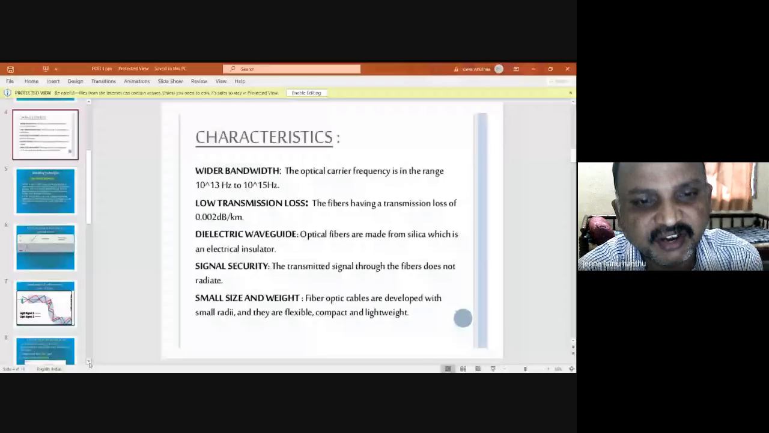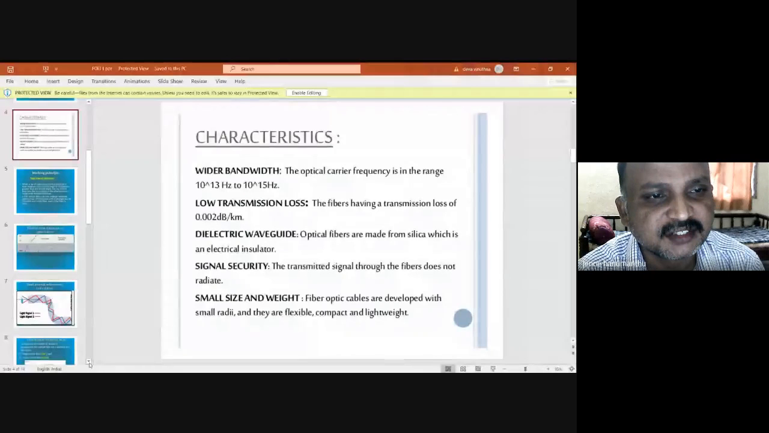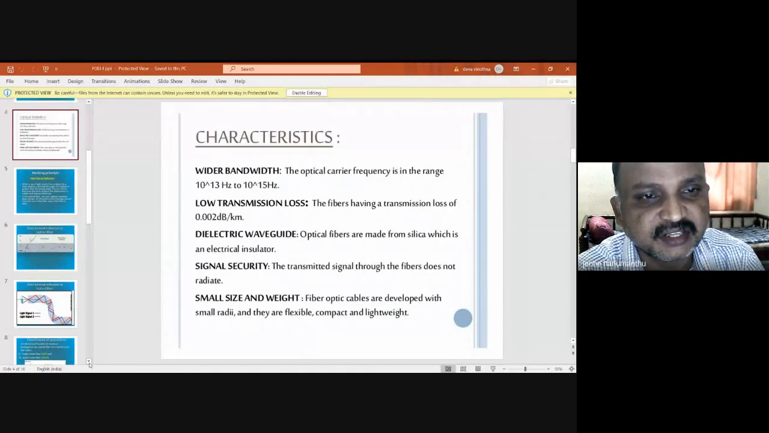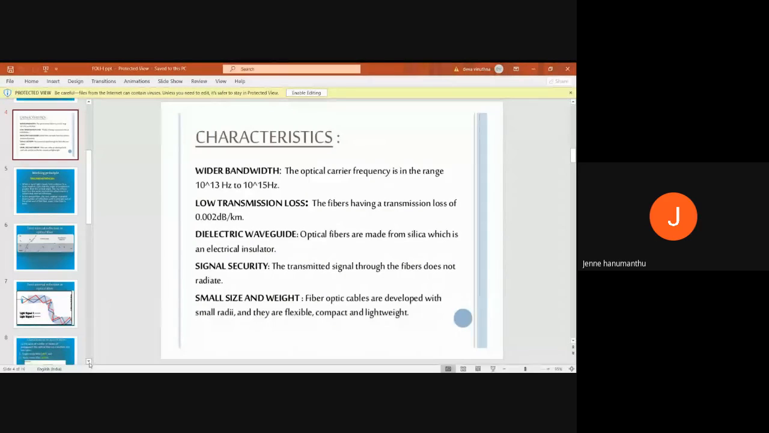So what is the advantage of this fiber cable? Fiber means a wider bandwidth. The optical carrier frequency is in the range of 10 power 13 to 10 power 15 hertz. See, it is enormous bandwidth. Bandwidth is very high. And one more point is low transmission loss.